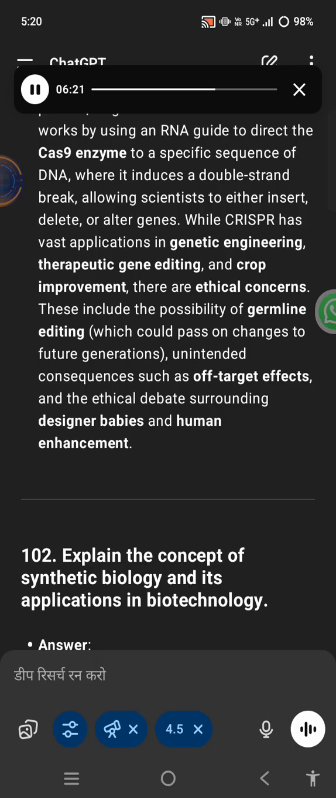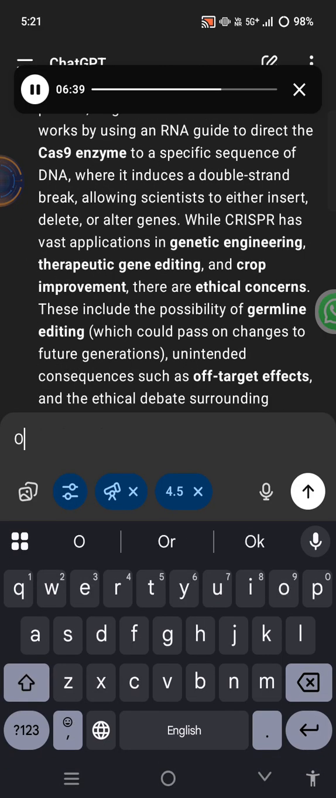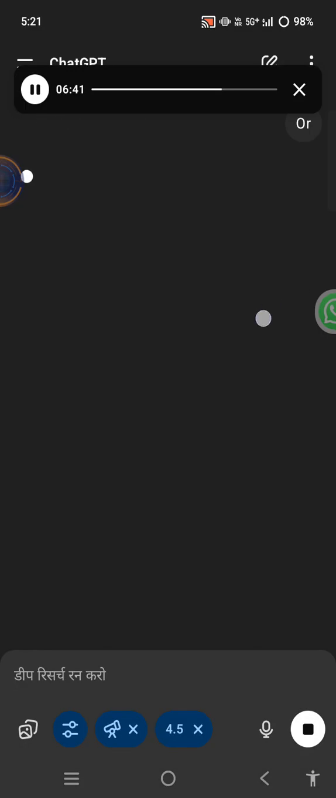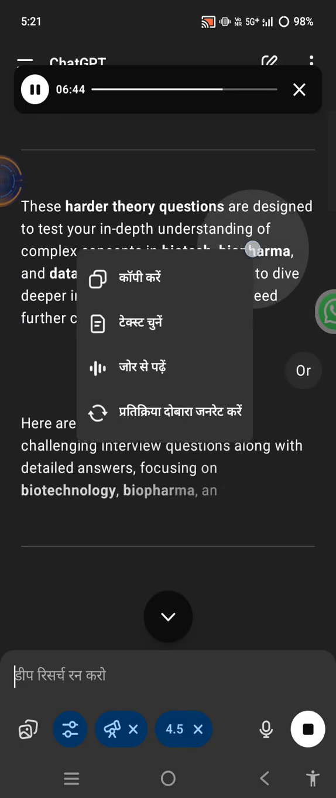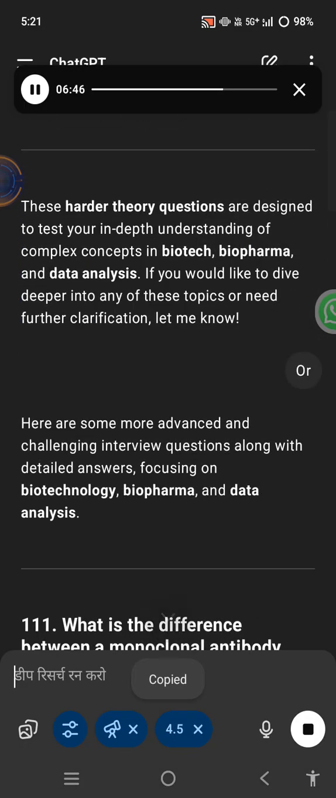41. What is pharmacogenomics, and how does it relate to personalized medicine? Answer. Pharmacogenomics is the study of how an individual's genetic makeup affects their response to drugs. It plays a key role in personalized medicine by enabling the development of tailored drug therapies based on genetic profiles. This ensures that patients receive the most effective medication with minimal side effects, as certain genetic variations can influence how a drug is metabolized or how well it works.